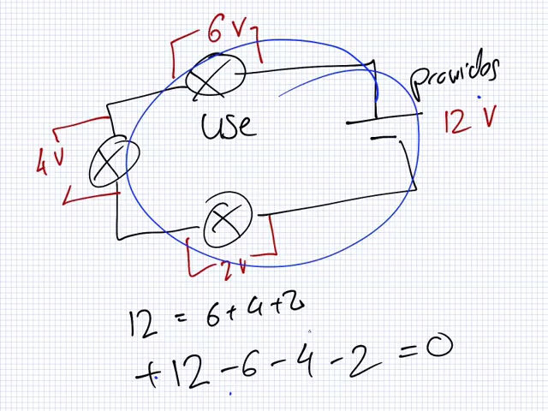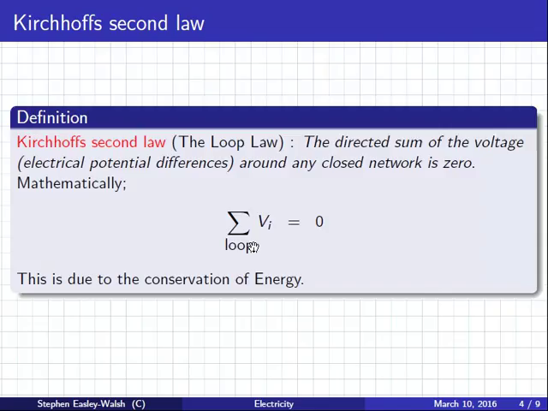That's what I mean here. Voltage adds up to 0. Again, plus is providing, like a cell, minus is using, like a lamp.